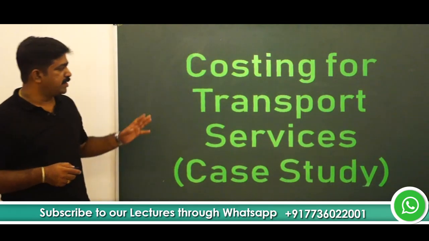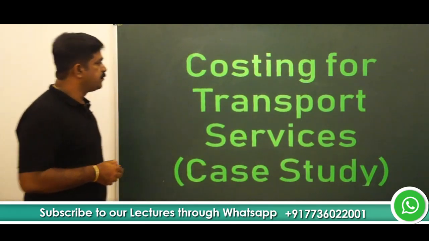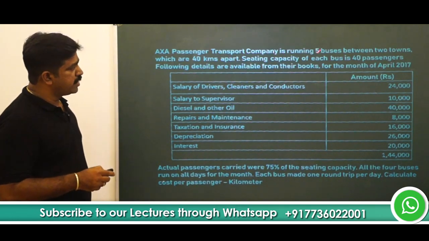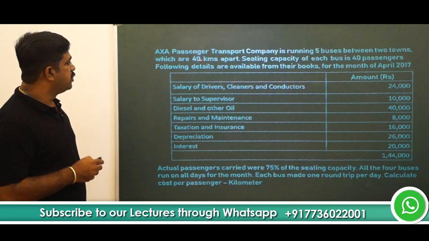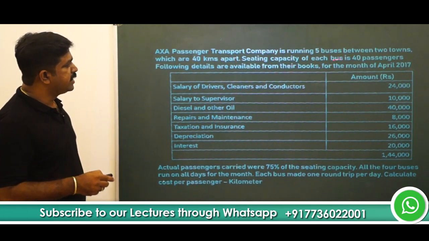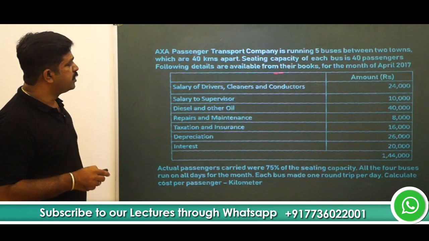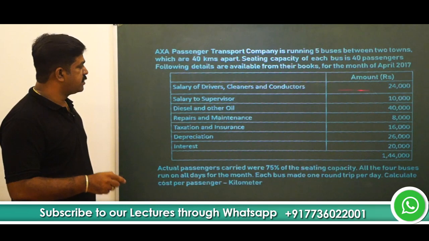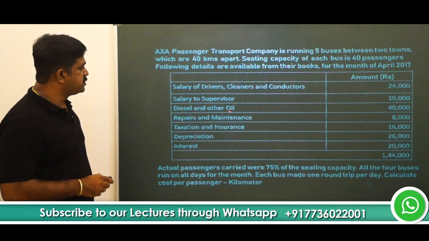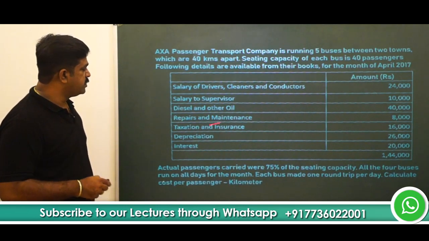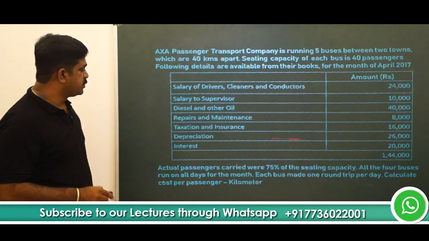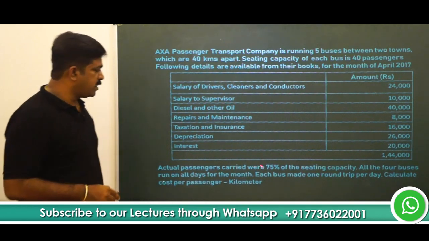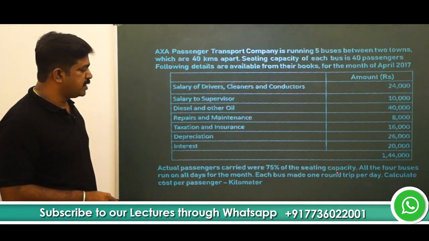Let's take this case study related to transport services. AXA Passenger Transport Company is running 5 buses between 2 towns which are 40 kilometers apart. Seating capacity is 40 passengers. Following details are available for April 2017: salary of drivers, cleaners, conductors, salary to supervisor, diesel and other oil, repairs and maintenance, taxation and insurance, depreciation, interest. These details are available. Actual passengers carried were 75% of seating capacity.